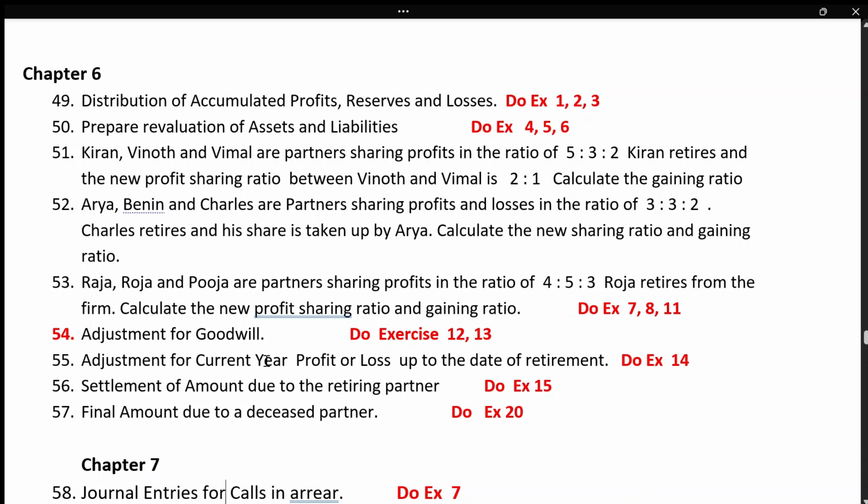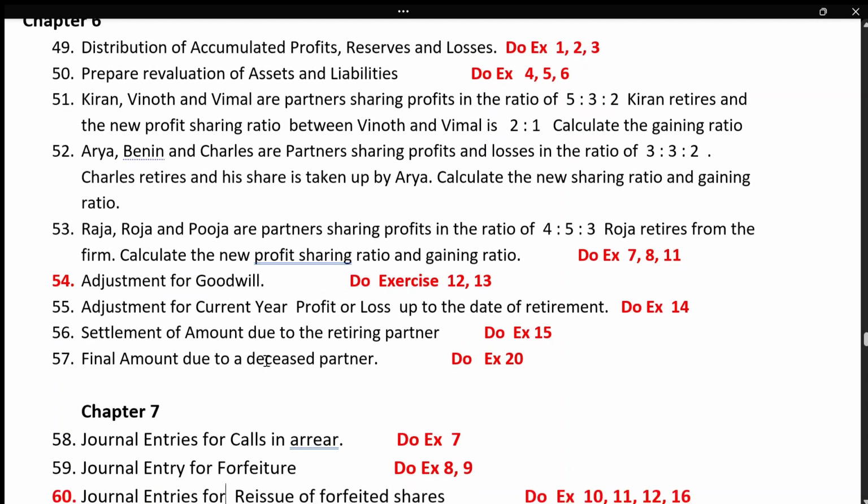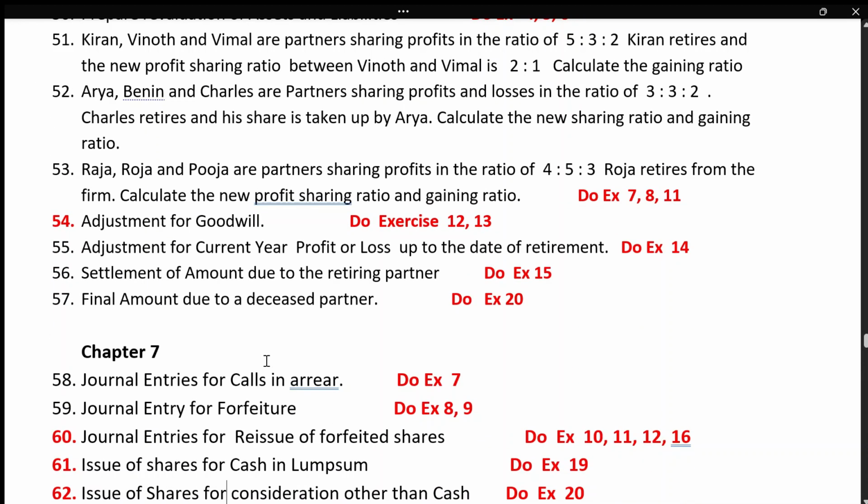And adjustment for goodwill: the gaining partner will give goodwill to the retiring partner. So for that also, journal entries. And here also, adjustment for current year. If a partner goes in the middle of the year, or in the beginning of the year after some months, then you have to calculate the profit or loss up to the date of retirement.